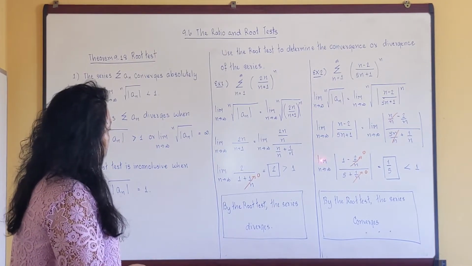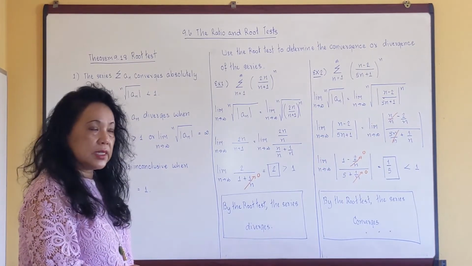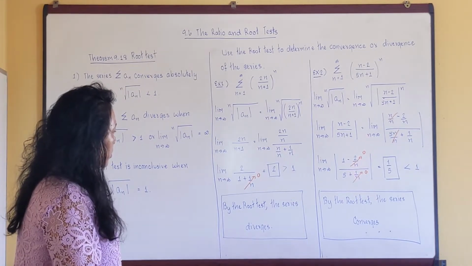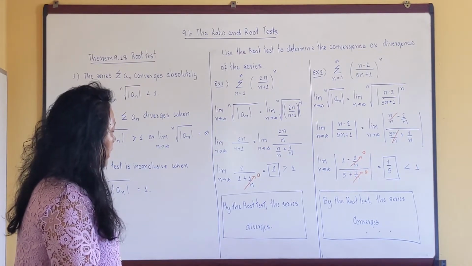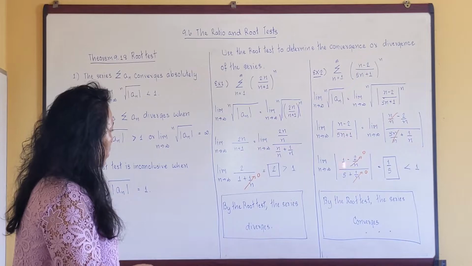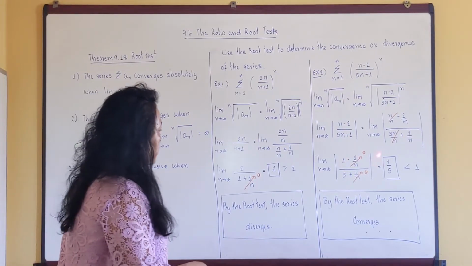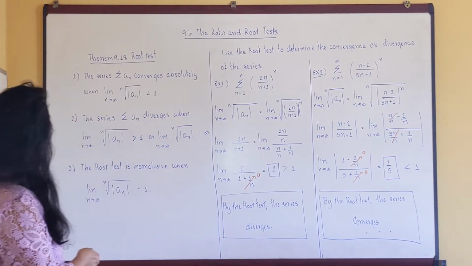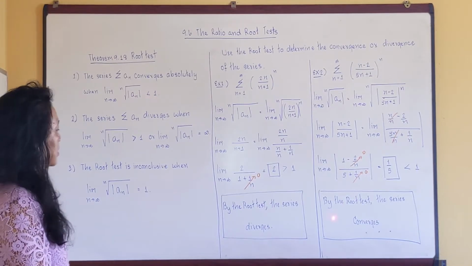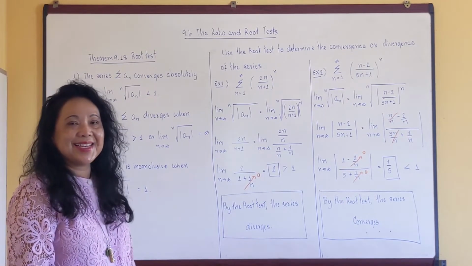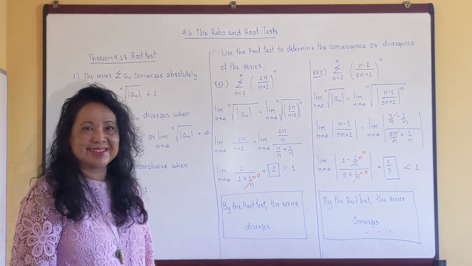Next step I did, I take the limit as n goes to infinity. So 2 over n goes to 0, 1 over n goes to 0. I have 1/5. The absolute value of 1/5 is 1/5, which is less than 1, so it converges. Alright, let's see the next example.